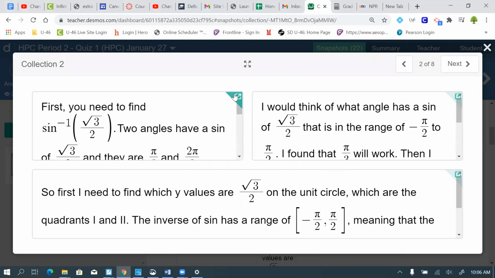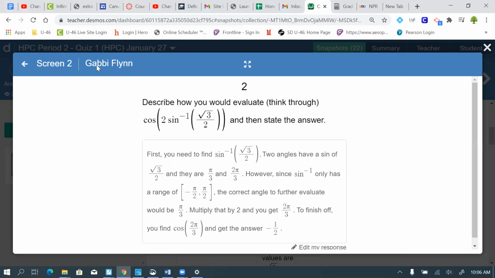For slide two, we see Gabby again. And this is a great explanation. First, find the sine inverse of this. So she is saying that two angles have a sine of this. She knows that many angles have this sine, but two angles within one full revolution of the circle: pi over 3 and 2 pi over 3 are those two angles. But sine inverse will only accept angles in this range, or this is the range of sine inverse. And so in this range, pi over 3 is the one. And then multiply by 2 to get 2 pi over 3.